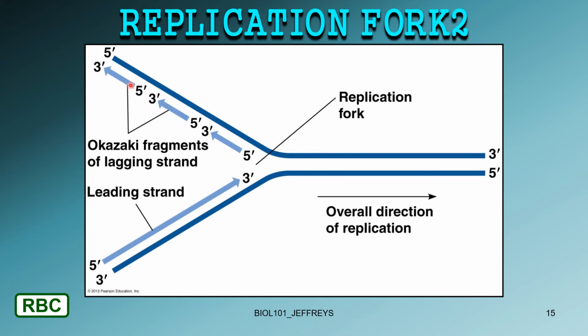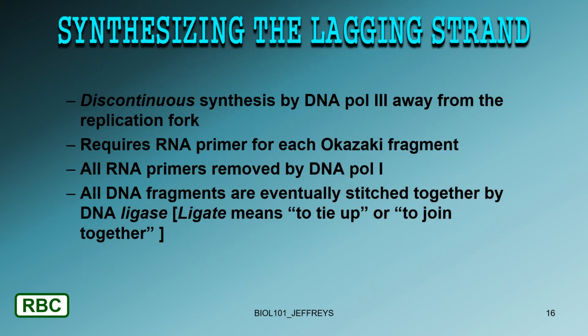RNA primer. DNA primase does the job. Okay, RNA primer. All right, so those have to be removed, and then these fragments have to be stitched back together. In the meantime, replication continues on the leading strand, 5' to 3', never stops. So we call it the leading strand. It's continuous. So discontinuous synthesis by DNA polymerase 3 away from the replication fork.